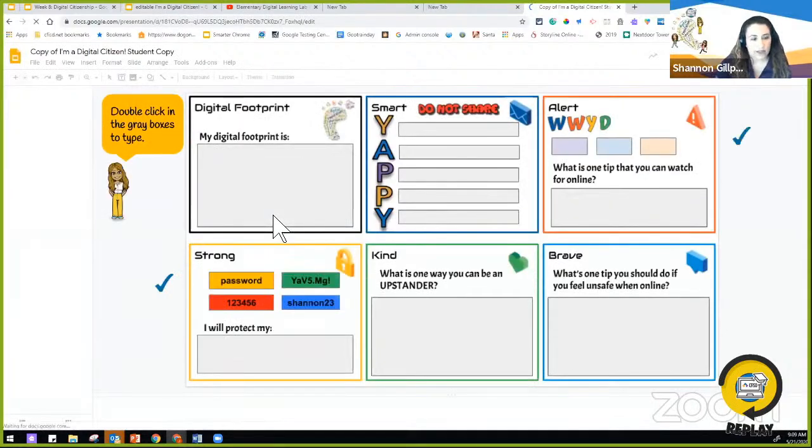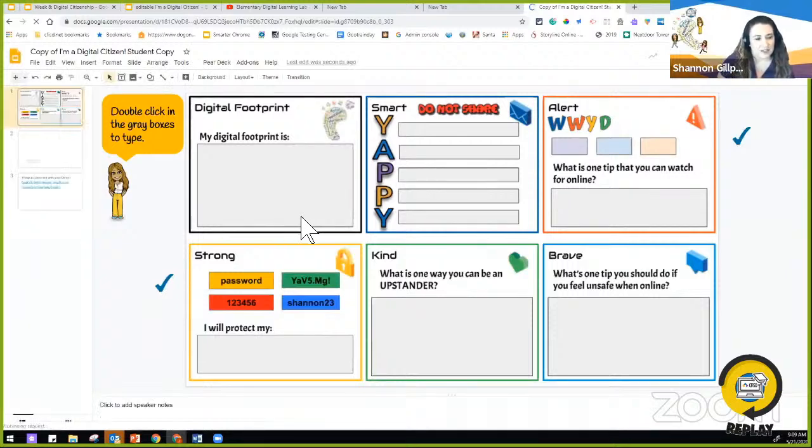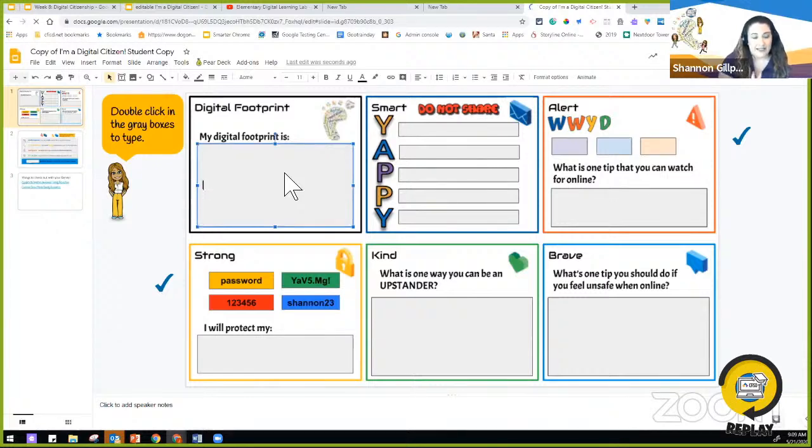As we go through each of the sections today, you will have little challenges of what you'll be completing. You'll see there to double click in the gray boxes to type. We just talked about digital footprint. So "My digital footprint is..." Once you get this open, you'll double click in that box and type yourself a little note as to what your digital footprint is. What is an example of something that we just shared with you? As we go through, we're next going to go into smart and alert and strong and kind and brave. Each time we go through those, we'll have a little activity for you to do in your template. So we hope that you're able to get that open and join along with us.